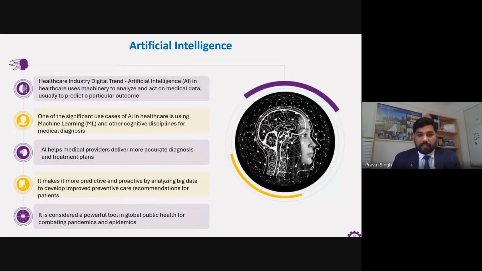And treatment optimization. AI will suggest personalized treatment plans based on patient data. Whatever data we upload, it will suggest our treatment plans. As an example, Google's AI system detected breast cancer in mammograms better than radiologists, reducing false positives and negatives. So this is the importance of artificial intelligence in healthcare.